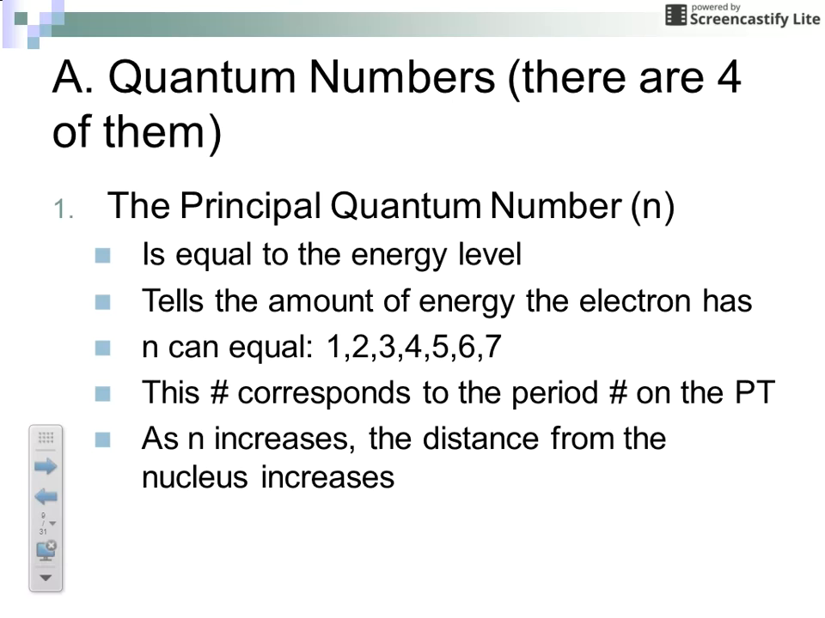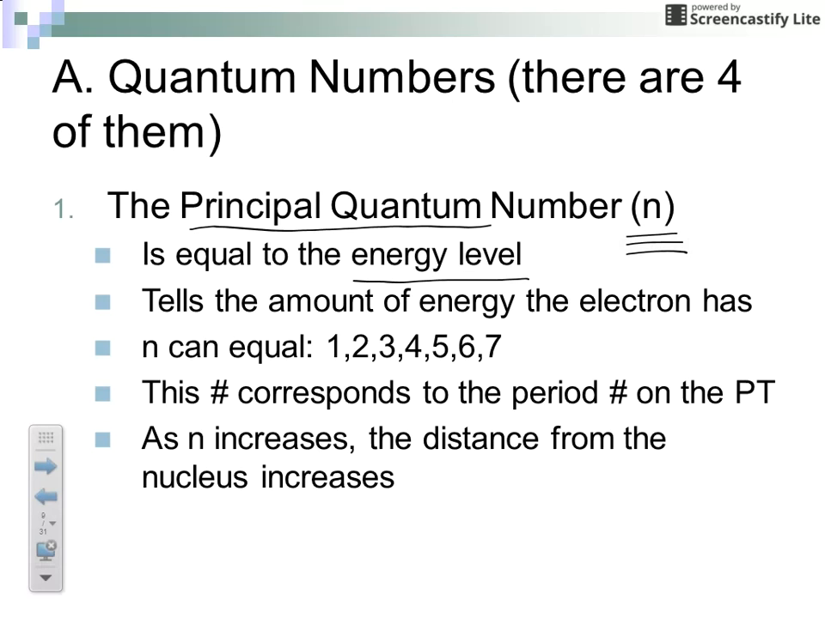The first quantum number is called the principal quantum number. It is your very first quantum number. Principal means first. To help me remember this, I think about the principal at the school. He's like the leader of the school. This is your lead quantum number, and we represent the principal quantum number with an N. N is equal to the energy level that you will find the electron in.